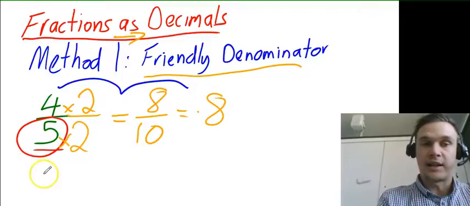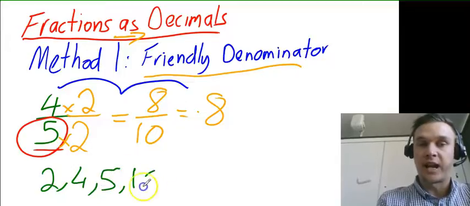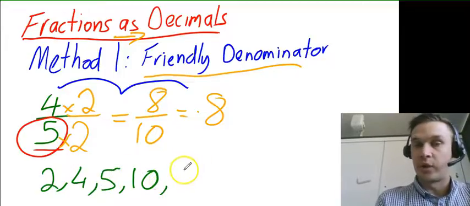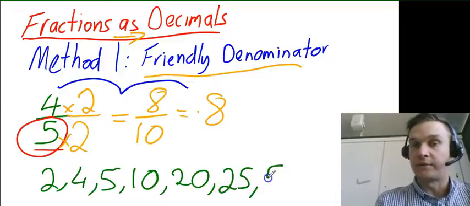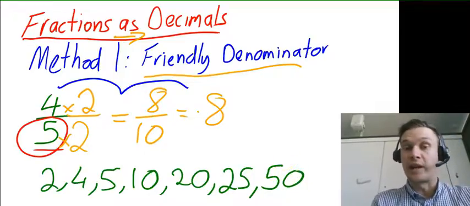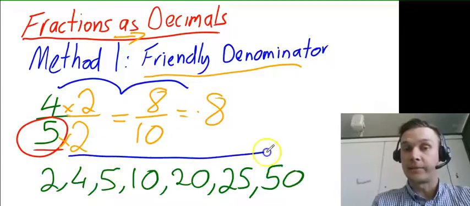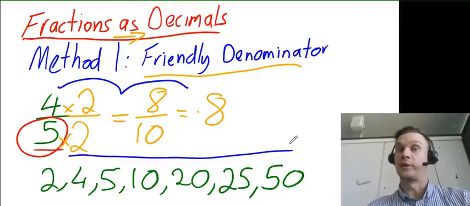Okay, so those numbers are 2, 4, 5, 10, 20, 25, and also 50. If you find any fraction that has a denominator of any of these numbers, you're going to be easily able to do method one by converting that into a friendly denominator.